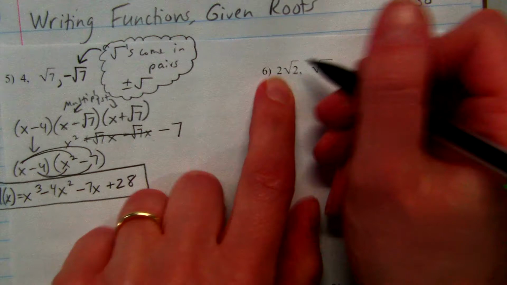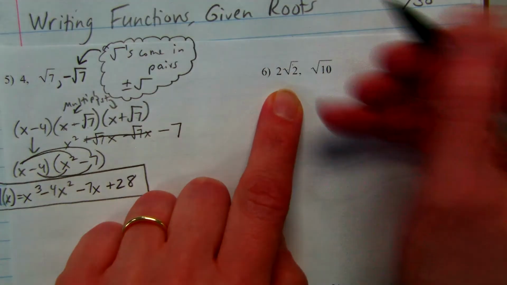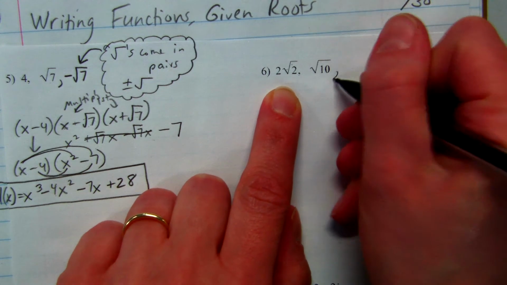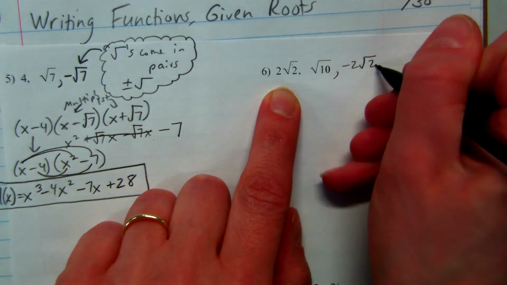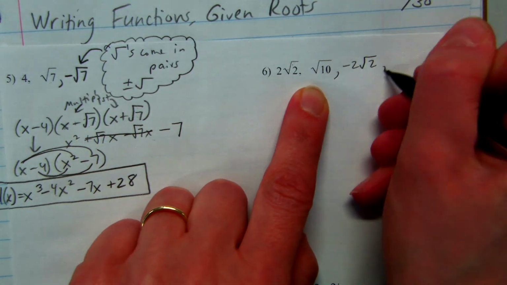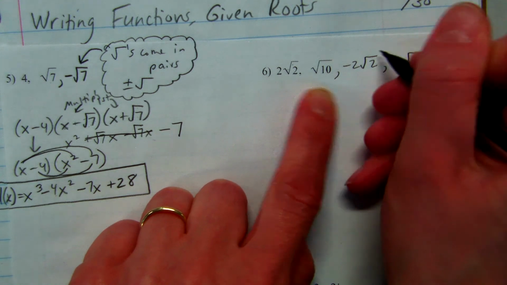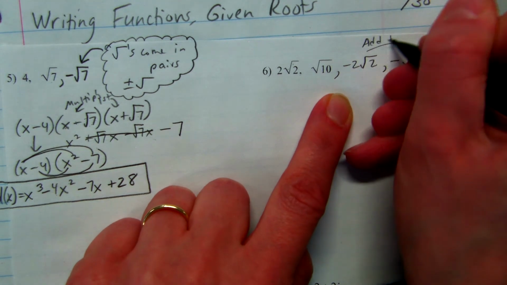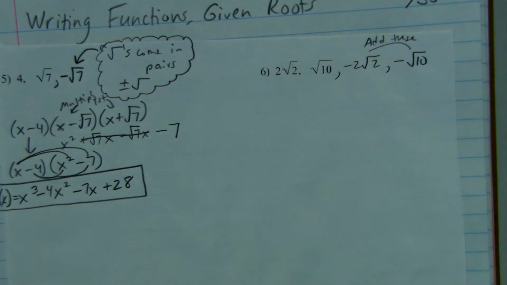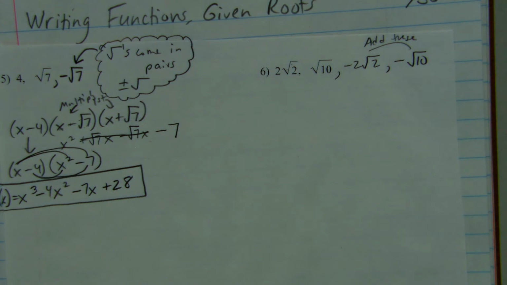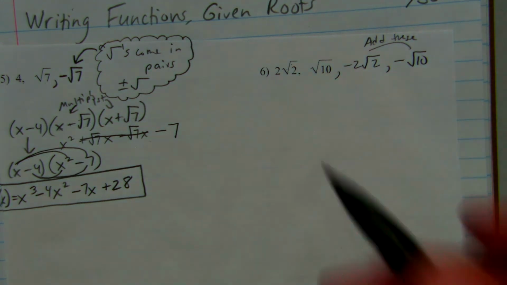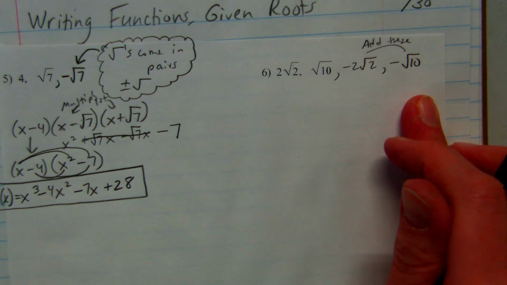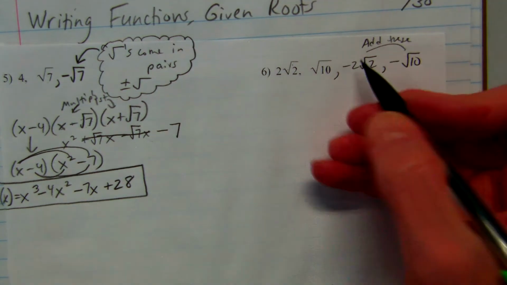Okay, so I have 2 different square roots here. If I have 2 square root of 2, I also have negative 2 square root of 2. If I have square root of 10, I also have to have negative square root of 10. So we add these on because they have to come in pairs. If I'm square rooting to solve something to find the roots, there's always a plus and minus. When we write them out, we want to make sure that we are pairing these up.